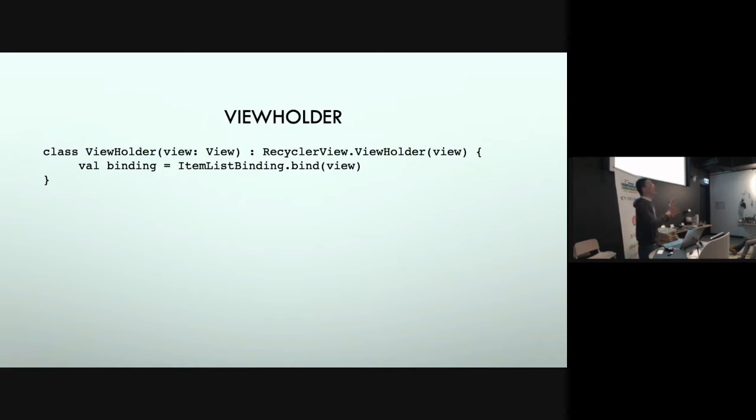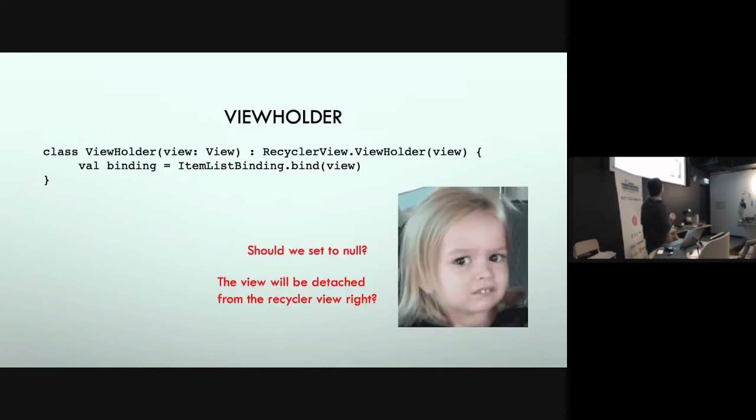So, what about ViewHolder? This is the third type of view in Android. When we create a ViewHolder, we can probably also use view binding, it's not a problem. But there's no example, so we kind of do it ourselves. Okay, let's bind it, that's nice. Then the question comes, should we set it to null after that? Will it cause a memory leak? As you know with RecyclerView, your view does get detached and reused, right? So when the view gets detached, shouldn't we set it to null?